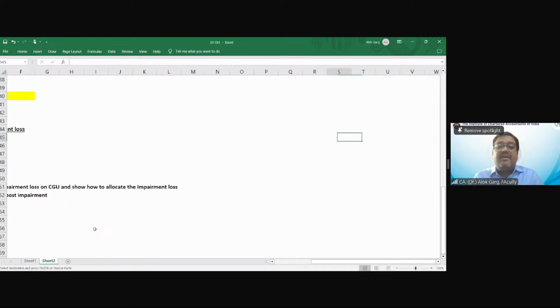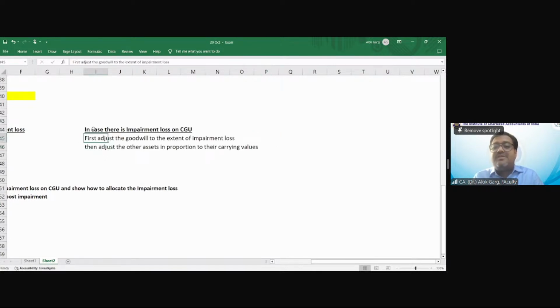Standard says that whenever there is an impairment loss on a group of assets, on the cash generating unit, first adjust the goodwill to the extent of impairment loss. Then adjust the other assets in proportion to their carrying values, right? First, you need to adjust the goodwill.